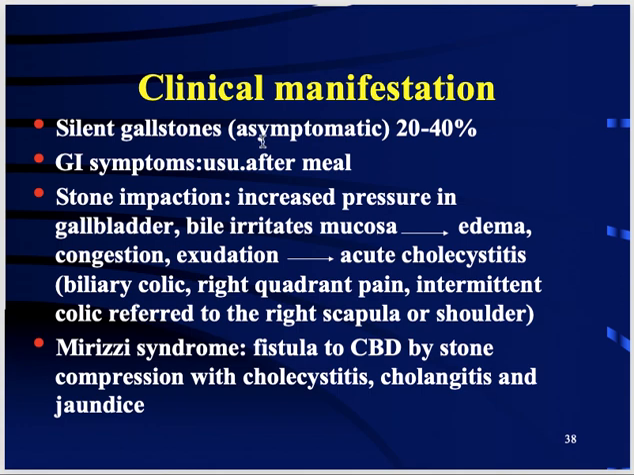Whenever there are symptoms, they usually come after the meal. And what happens is, of course, there is some stone impaction, which increases the pressure in the gallbladder and the bile irritates the mucosa. There could be edema, congestion, and exudation, which will result in acute cholecystitis. Okay, so see, biliary colic: right upper quadrant pain, intermittent colic referred to the right scapula or shoulder. This is very typical of gallbladder pain, that it radiates towards the right shoulder.